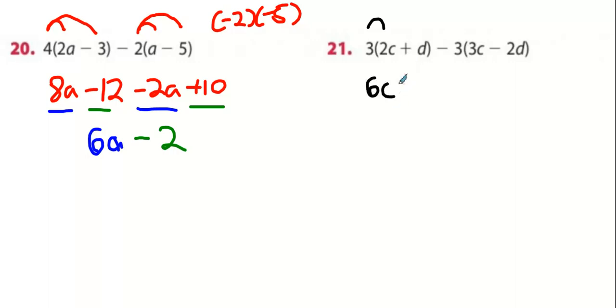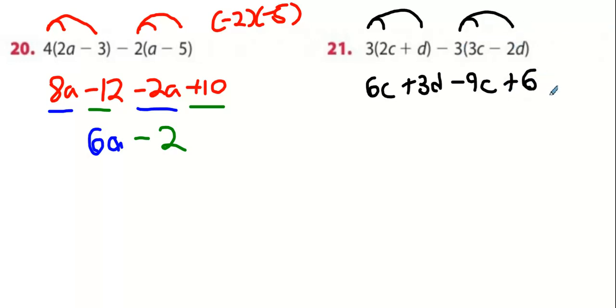3 times 2c. 6c. 3 times d. 3d. Minus 3 times 3c. Minus 9c. Double negative. Minus 3 by minus 2. 6d. We made a mistake on the double negative. What's 6c take away 9c? And what's 3d plus 6d?